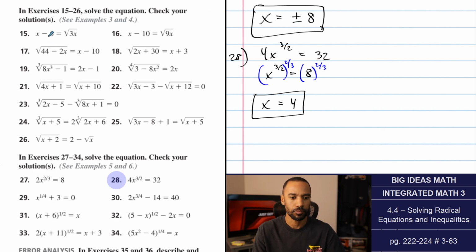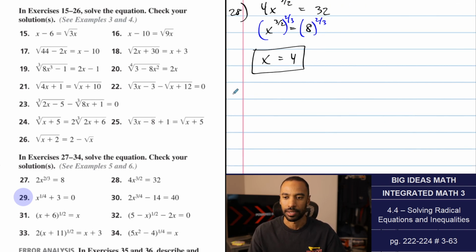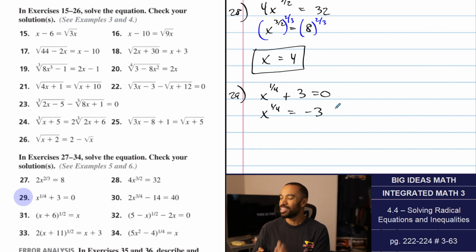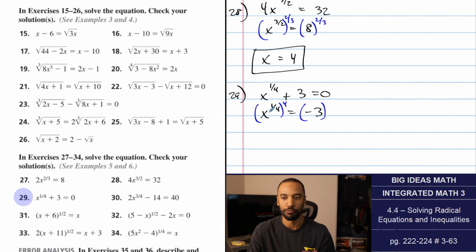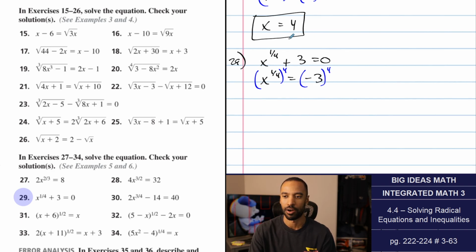Okay, number 29. Number 29 is a different kind of story, though, because I saw the equation and immediately I was like, all right, well, be careful. x to the 1/4 plus 3 equals 0. You subtract the 3 over, suddenly it's negative. Okay, this is where extraneous solutions appear more often than not. We raise this to the 4th power, right? This was the 4th root of x. Raise it to the 4th power to cancel that out. And now we get x equals negative 3 to the 4th, which is positive 81.